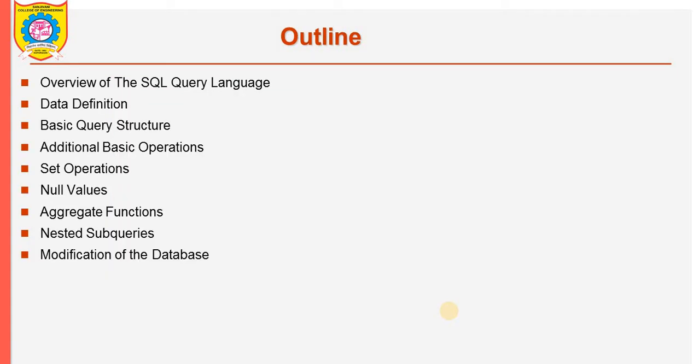So far we have seen an overview of the SQL query language, accredited by ANSI and ISO. We have seen that SQL consists of various parts. The main parts are data definition language and data manipulation language. For data definition language, we have seen the basic query structure, and now we are going to see the additional basic operations.